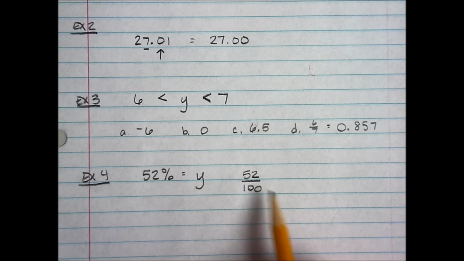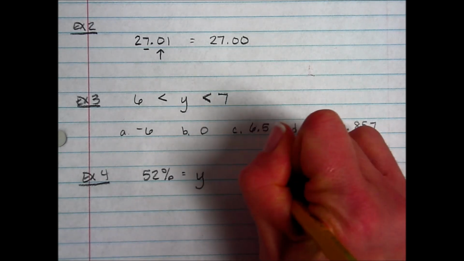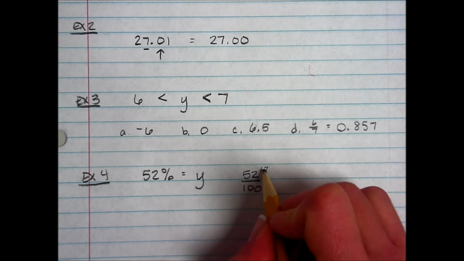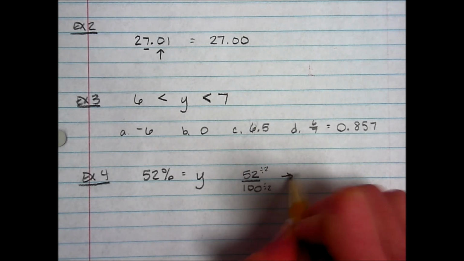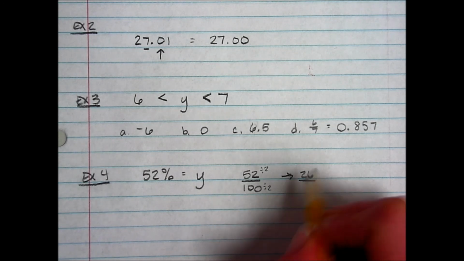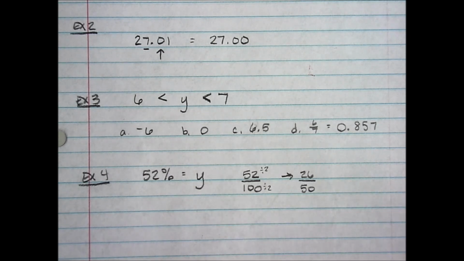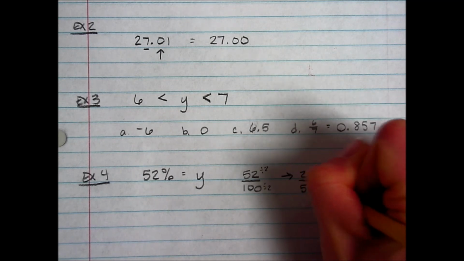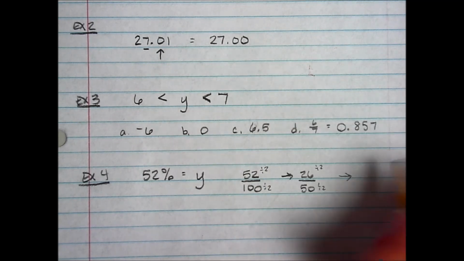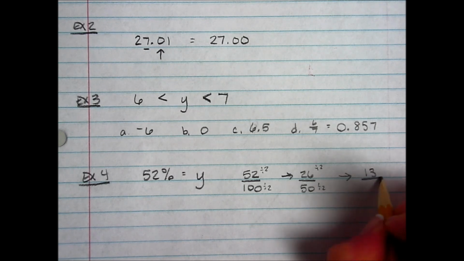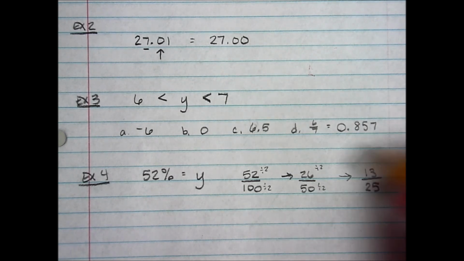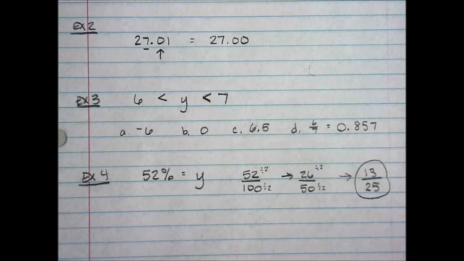So when I look at this, I notice they're both even. So I know that even numbers are divisible by 2. When I divide 52 by 2, I get 26, and 100 divided by 2 will give me 50. Now I'm not done because I noticed they're still both even, so we'll have to divide by 2 again. And now we end up with 13 over 25. And 13 is prime, and so this cannot be further reduced, and that's our final answer.